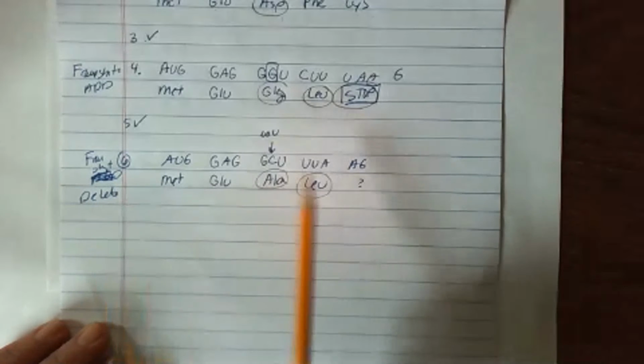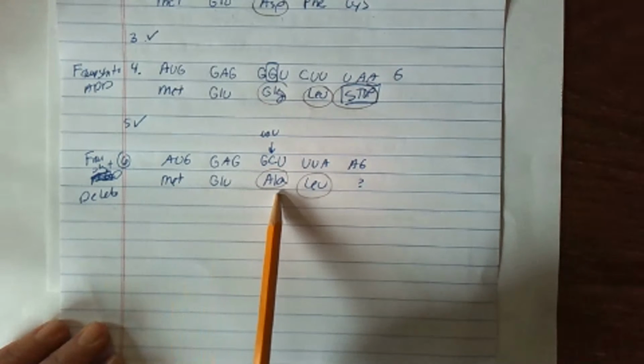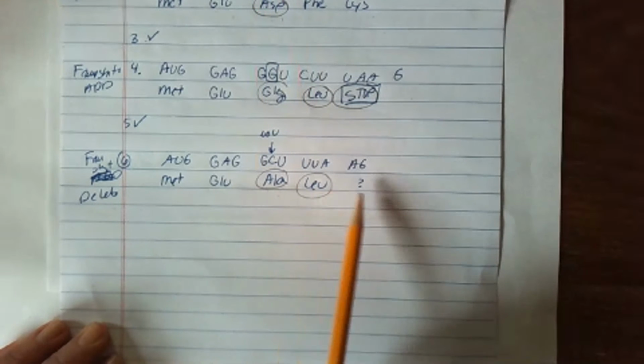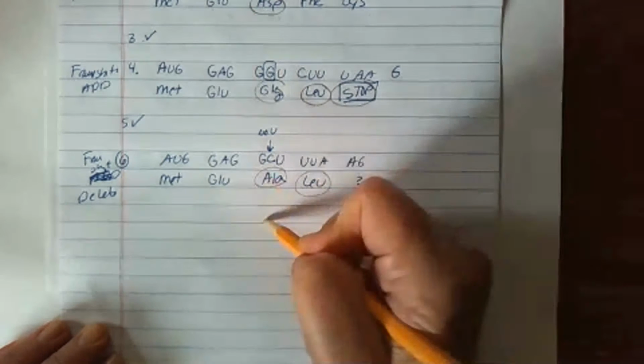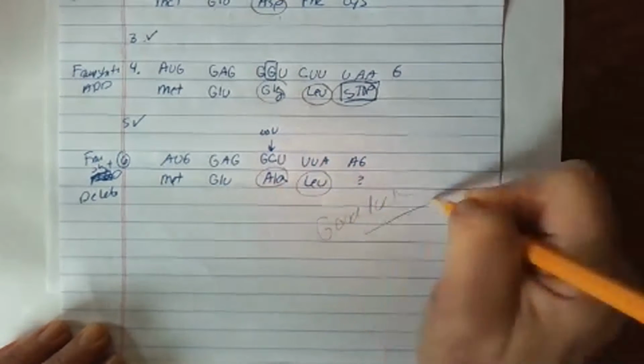And then I did a deletion. There's no U in here, so I start out the same, and then instead of having valine, I have alanine, ALA, and then it continues down the reading frame. Okay, so thank you and good luck with the assignment.